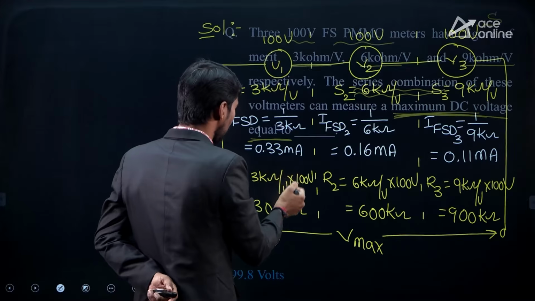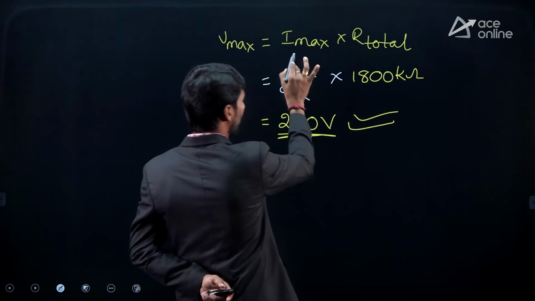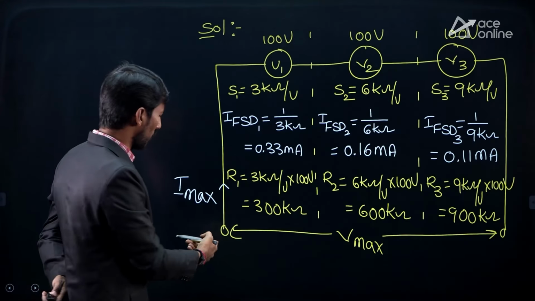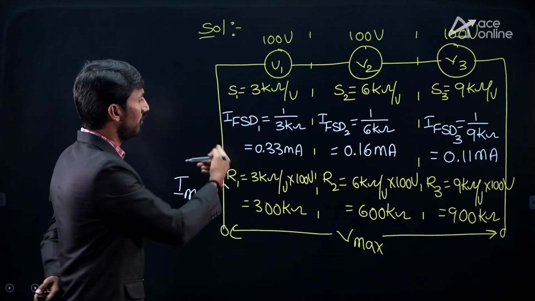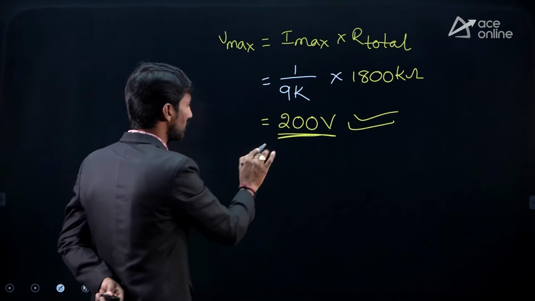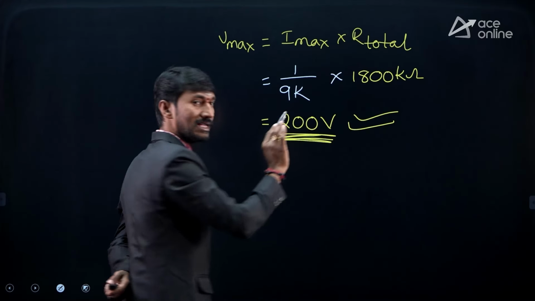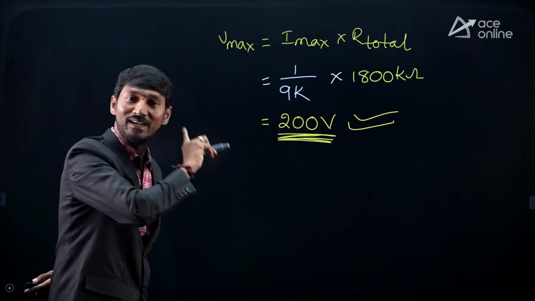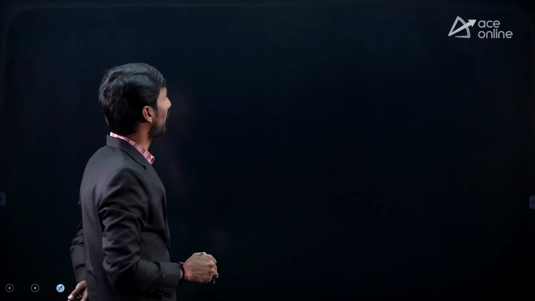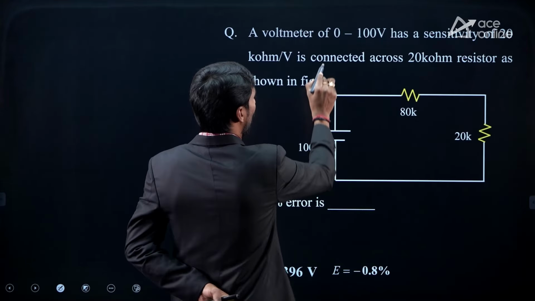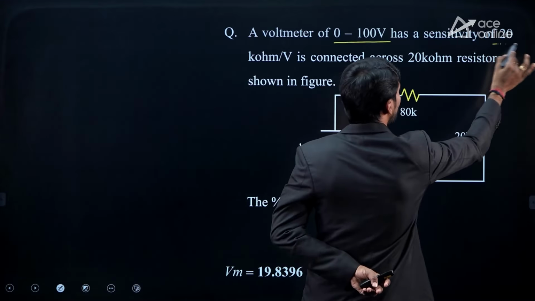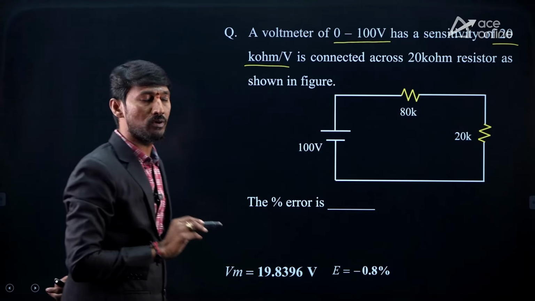So therefore, here if I am taking this as 1 by 9, meaning 0.11 etc., it may be like 199 point something, otherwise no problem. It is 199.8, or if you are taking the value as it is, 1 by 9 milli, yes, it will be 200 volt. So the answer is 200 volt is the maximum voltage measurable by that entire series combination of 3 meters. Right? Next question. A voltmeter of 0 to 100 volt has a sensitivity of 20 kilo ohm per volt.